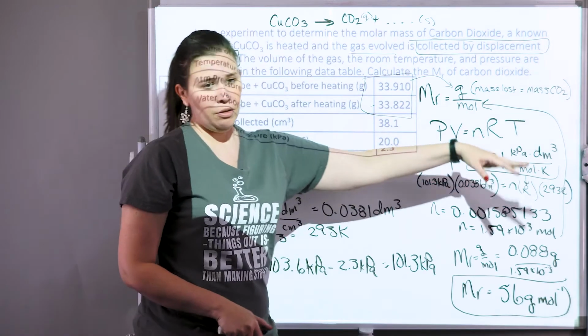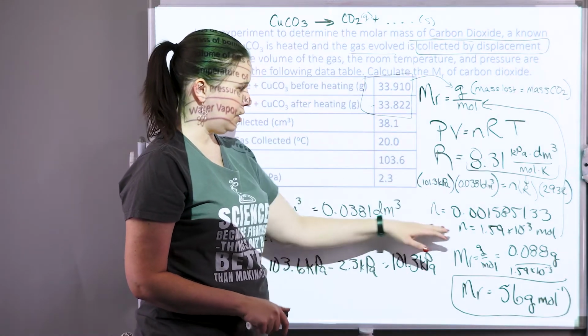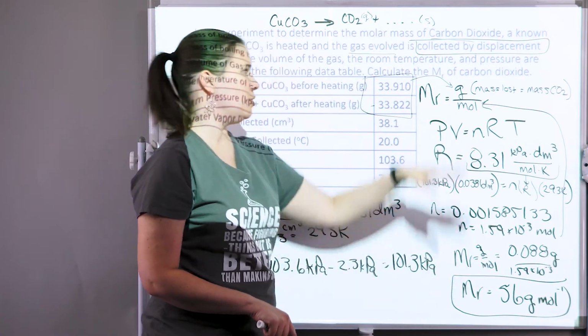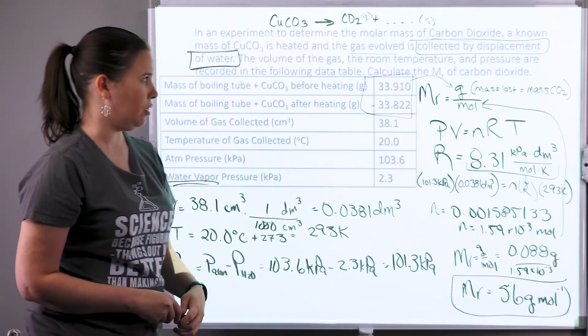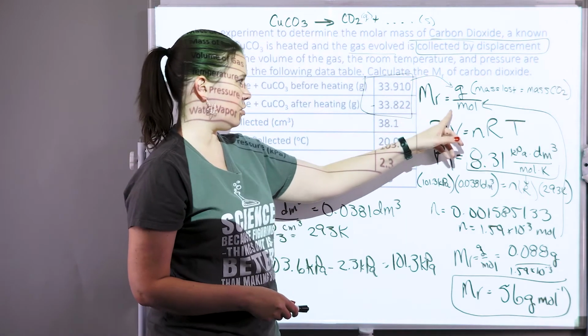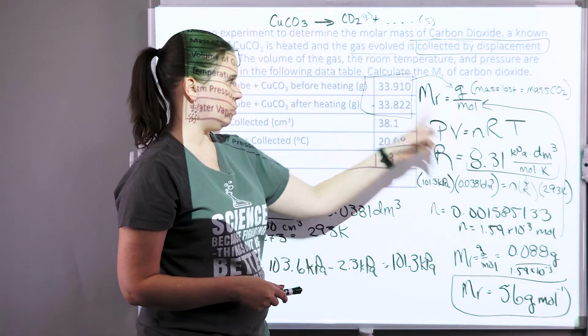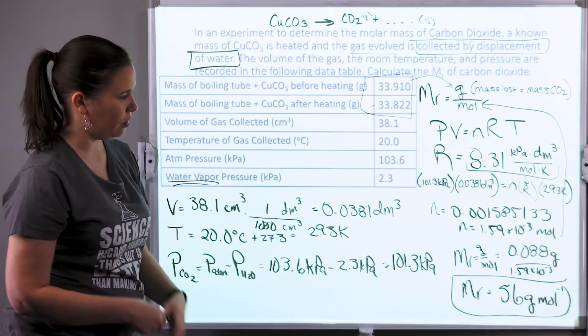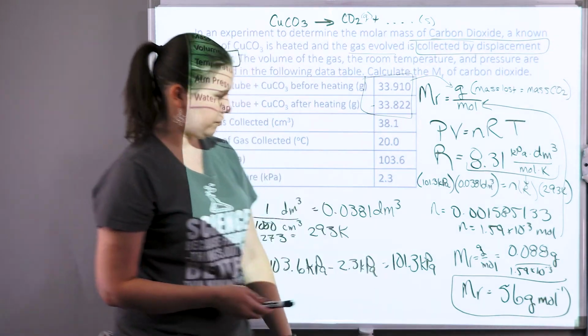Once we get that all figured out, now it's just the algebra to get to moles. And I know that was a lot of work, but don't stop there, because you still have to use it to calculate your grams per mole. So using your mass loss and dividing it by the moles that you got from your ideal gas law, you can finally get your answer of 56 grams per mole.